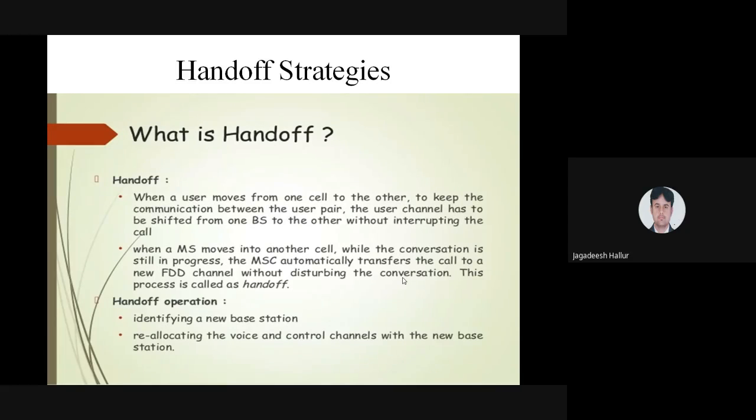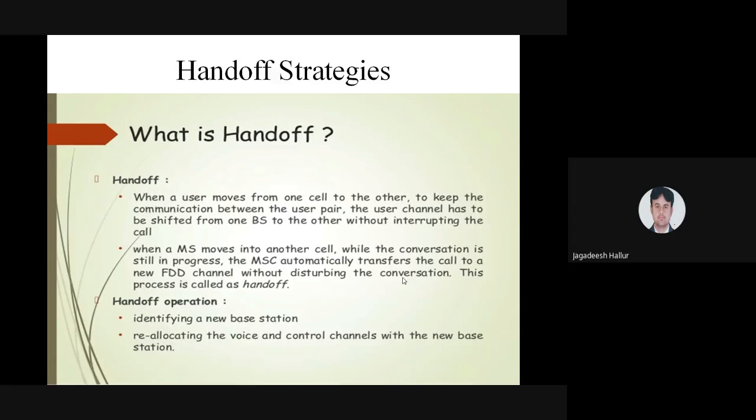Next, when a mobile station moves into another cell while the conversation is still in progress, you are speaking with another person, the MSC automatically transfers the call to the new FDD channel, that is frequency division duplexing. A number of frequencies has to be available for different channels. That is to be duplexed without disturbing the conversation. This process is also called handoff.